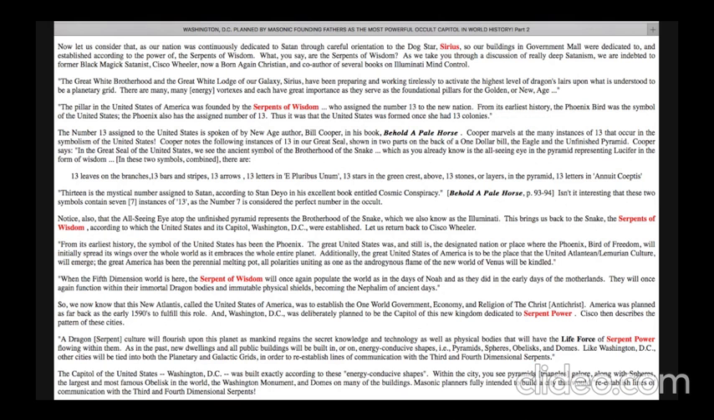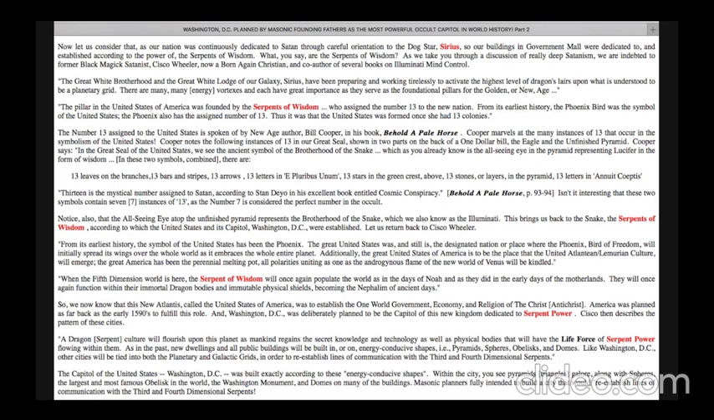So we now know that this new Atlantis called the United States of America was to establish the one world government, economy, and religion of the Antichrist. America was planted as far back as the early 1590s to fulfill this role, and Washington, D.C. was deliberately planned to be the capital of this new kingdom dedicated to serpent power.